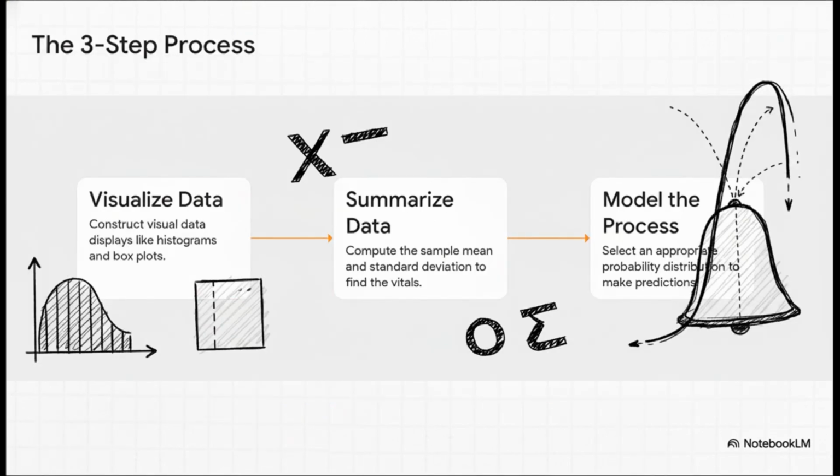So if you take one thing away from this whole explainer, it's this simple, powerful 3-step process. First, you visualize the chaos. Turn that wall of numbers into something you can understand, like a histogram. Second, you calculate the vitals, summarize it with the mean and standard deviation. And third, you model the future. Pick the right probability distribution to make smart predictions and keep your process in control.